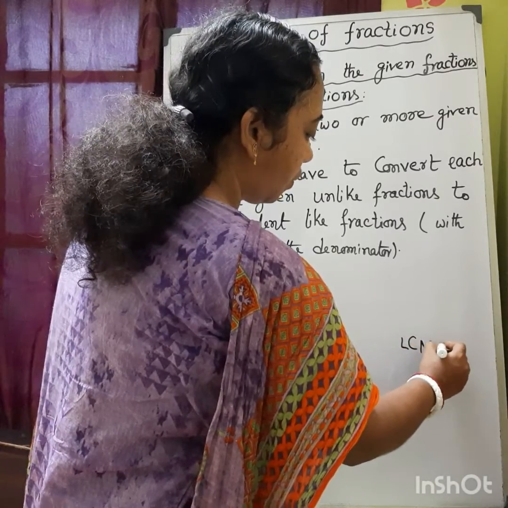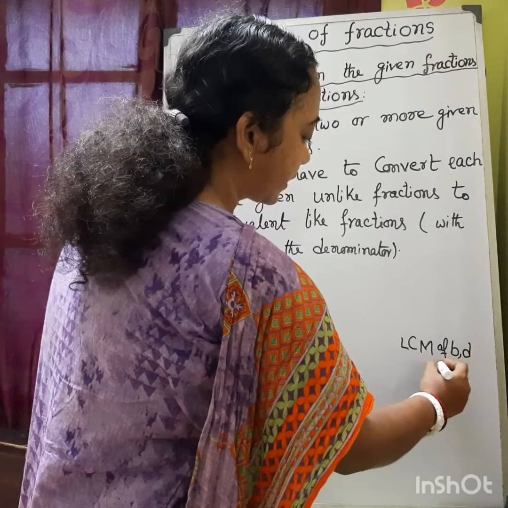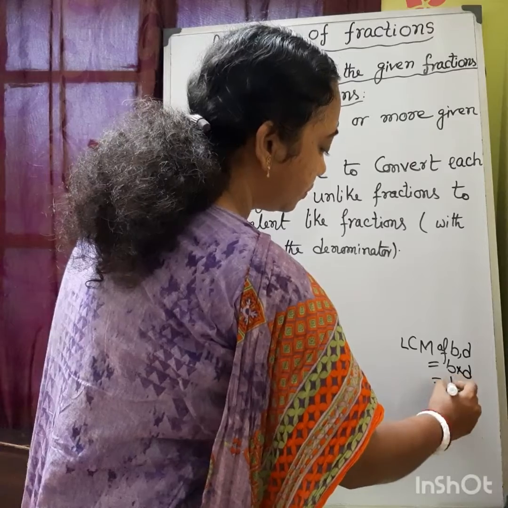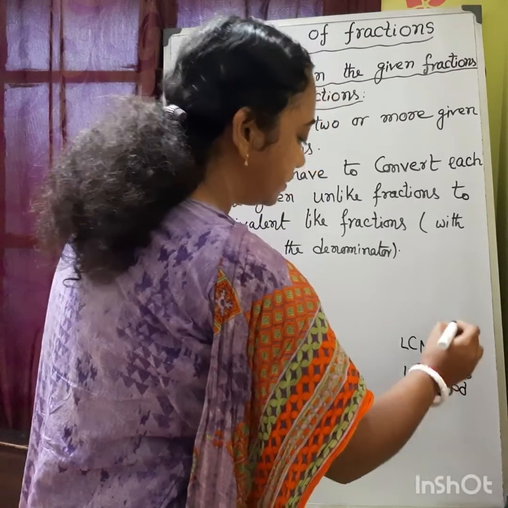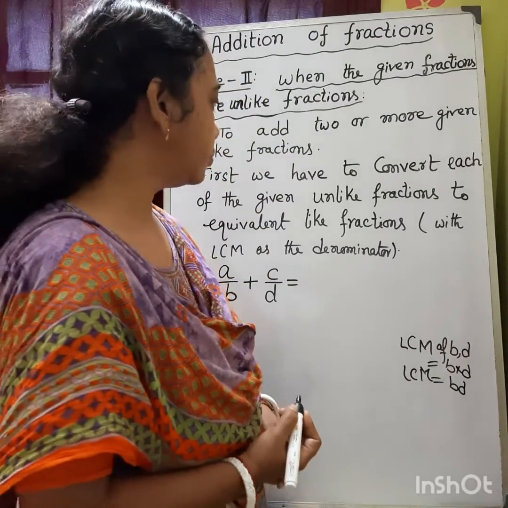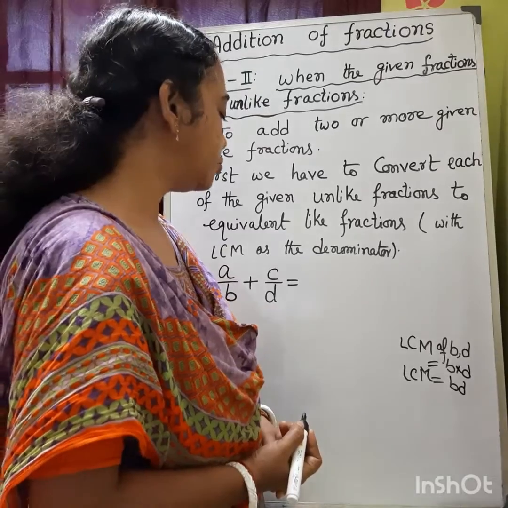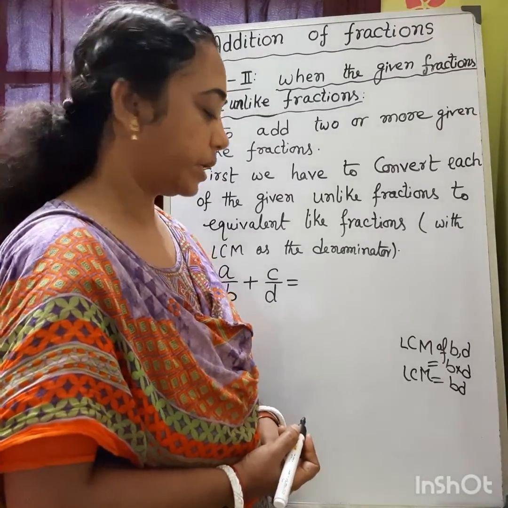So the LCM of the denominators b and d. They have no common factor. So this will be equal to b into d, that is equal to bd. So here we are getting the LCM as bd. Now after that what we will do? We have to convert each of the given fractions into equivalent fractions with LCM as the denominator.